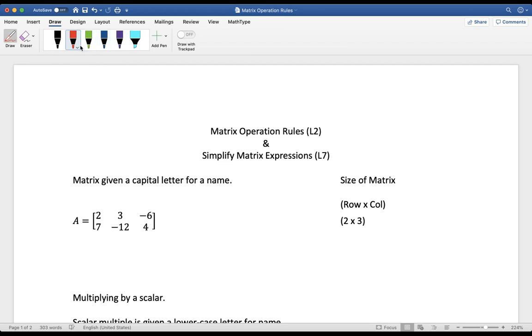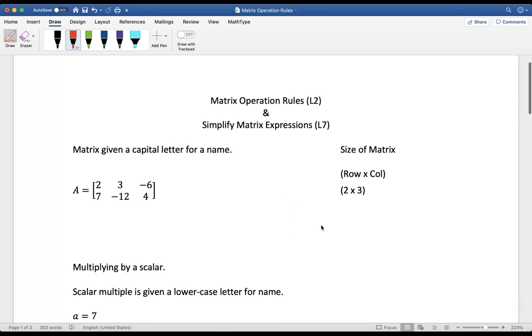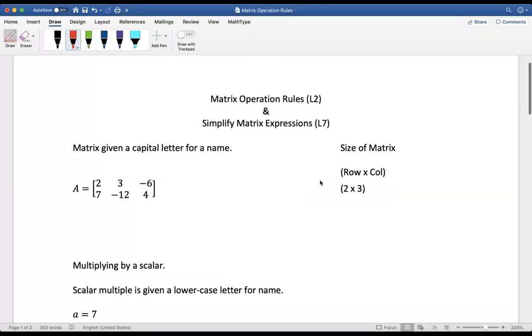Welcome. Since matrices are so difficult, I thought we would do a review lesson and let you continue to practice some of these operations and working with matrices. I'm going to assign two lessons for my Excel. I'm going to assign L2 and L7 from the pre-calculus sections. And again, let's just talk a little bit about what they are.